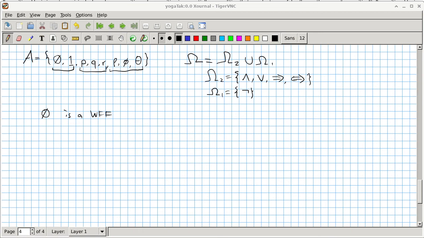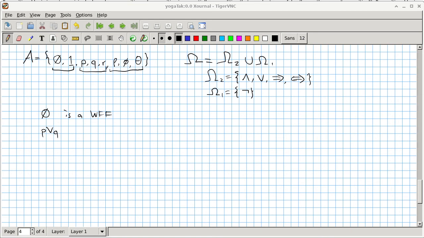Let's pick something else. Let's pick P or Q. Is that well-formed? If it is, why is it well-formed? How do you connect the answer to the question of whether P or Q is well-formed to the definition of what is well-formed?